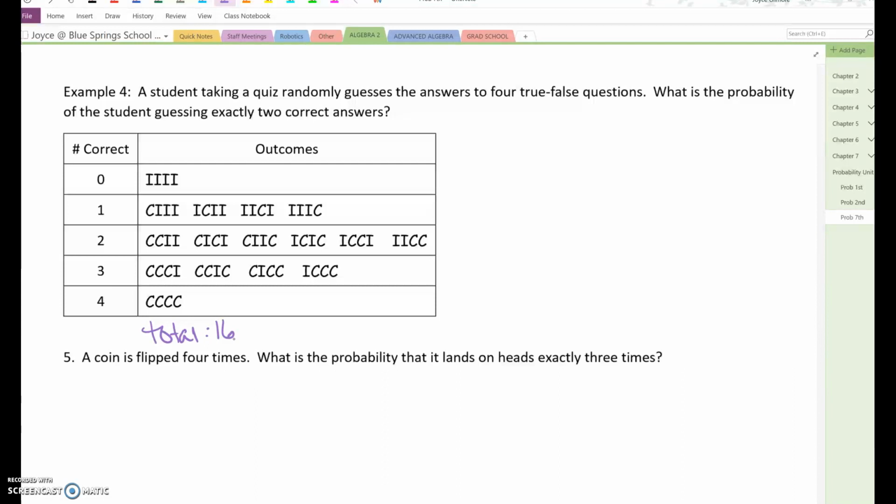So when you first look at this question, you're thinking 2 correct answers out of 4 questions. That's 2 out of 4. It's not quite that simple. There are 6 ways to get exactly 2 questions correct. So 6 out of 16.